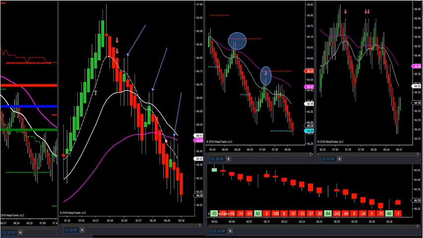You can't screw this up even if you tried this morning if you use this technique with the symmetry dots and my retracement reversals. So now we're in a downtrend. That's one trade. That's called a retracement trade.